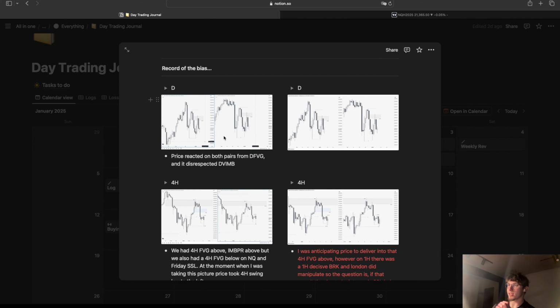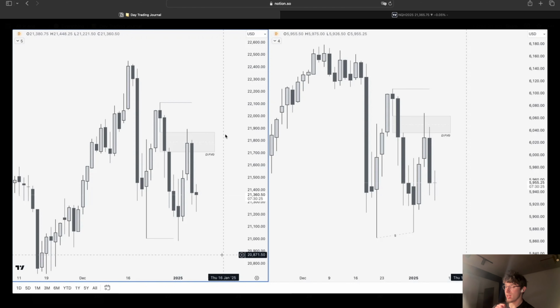So let's revise what happened today. Starting on daily, we can see that yesterday's candle reacted from this daily FVG, which disrespected this volume imbalance. So right now, seeing that, I should be more bearish than bullish. Why? Because daily is showing me that we are not really respecting bullish PD arrays. We didn't even respect this daily volume imbalance. So right now I should wait, because this is the third candle of the potential FVG. There could be a potential daily FVG.